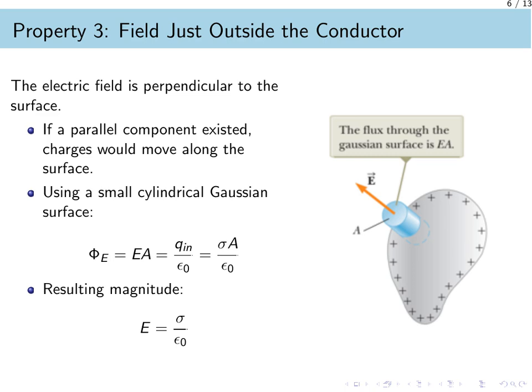To find the magnitude of this field, we can use a small cylindrical Gaussian surface that pierces the conductor's boundary. The flux through the inner flat face is zero because the internal field is zero. The flux through the curved side is zero because the field is perpendicular to the surface. Thus, the total electric flux is simply the electric field E times the area, A. By Gauss's law, this equals the enclosed charge over epsilon 0, or sigma times A over epsilon 0. Canceling the area gives a resulting magnitude where the electric field equals the surface charge density sigma divided by epsilon 0.